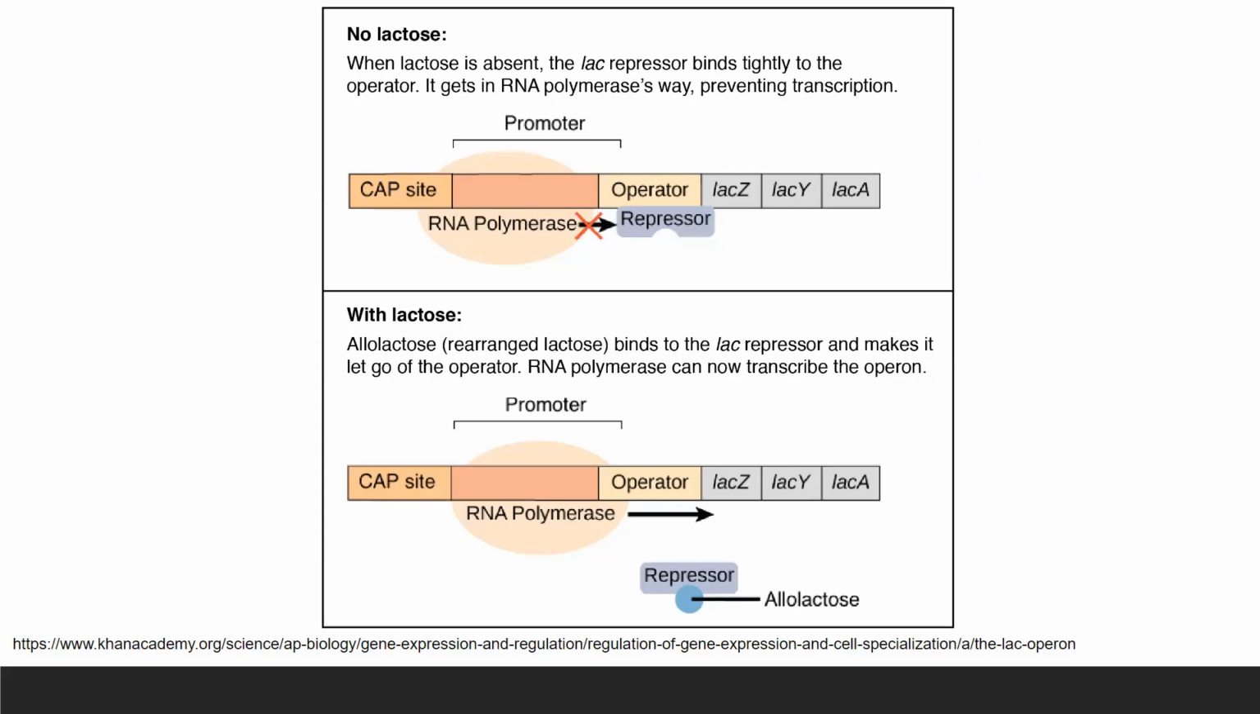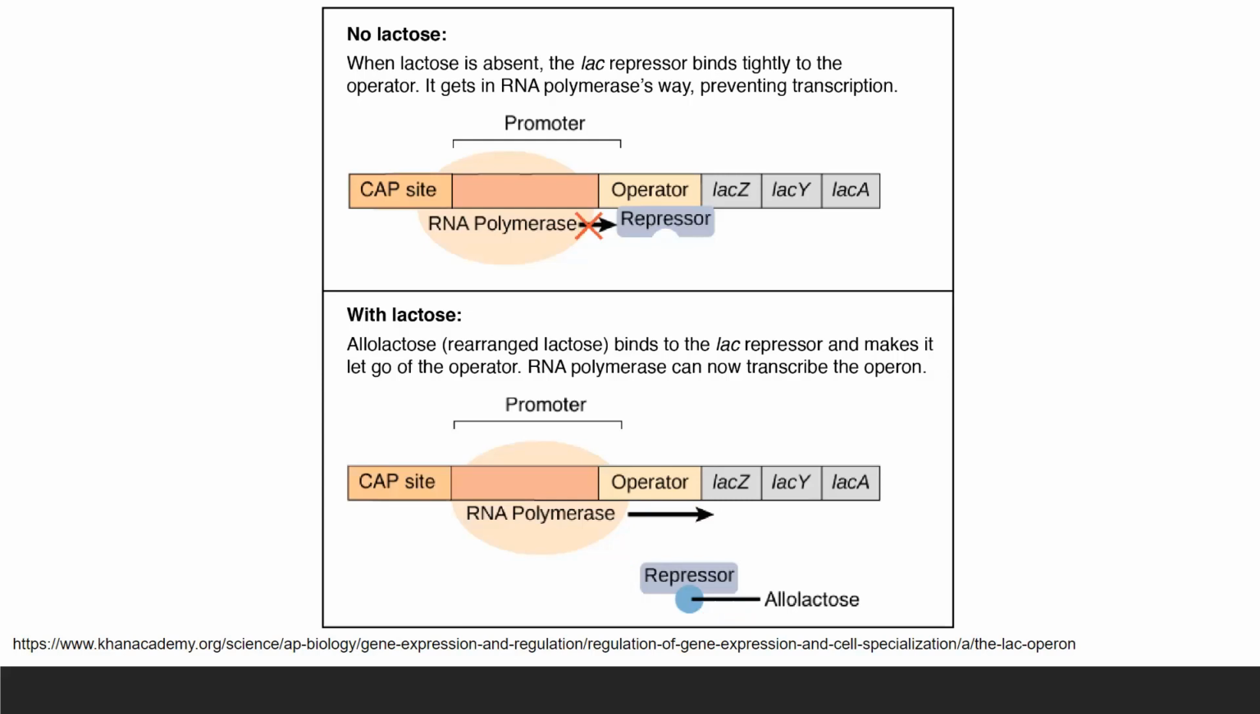And when lactose is present in the media, or if only lactose was present, what happens is that the repressor is bound to the allolactose. And since the repressor is now bound to the allolactose, it cannot bind to the operator region anymore. And because of that, the RNA polymerase can now transcribe this operon.